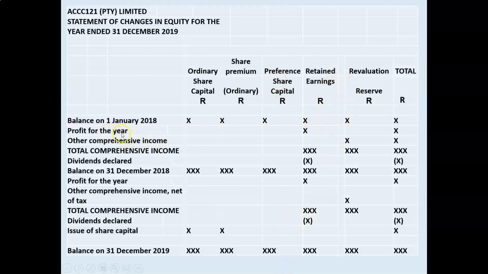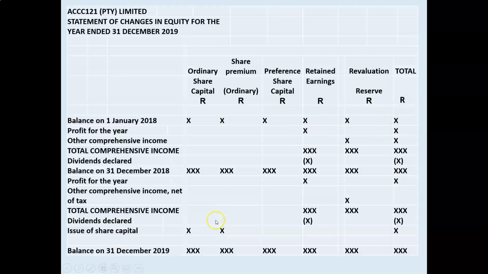Retained earnings, we said, will increase by our profit for the year, and if we declare or pay dividends, it will decrease our retained earnings. You see that we have one line item here for total comprehensive income. That is our net profit after tax. Our other comprehensive income will be recorded under our revaluation reserve. Both of them form part of total comprehensive income. So if I add that to my profit, it will be my total comprehensive income as per my income statement at the end of the year.